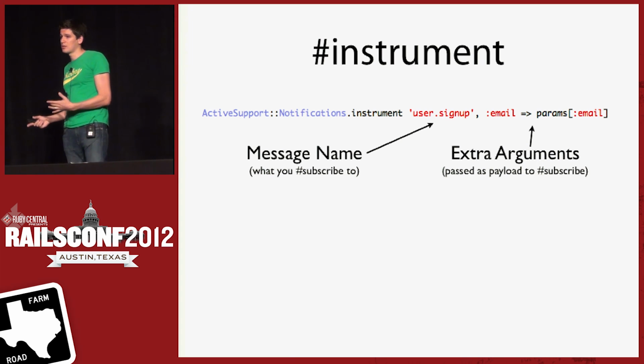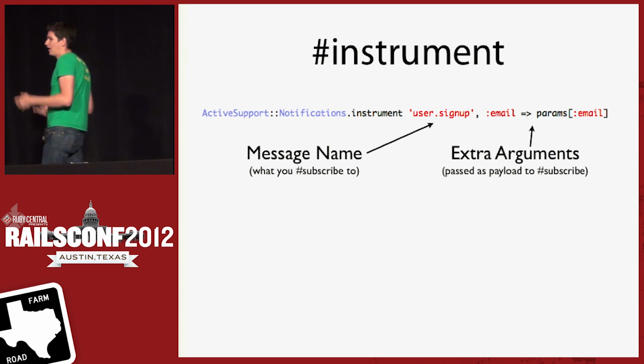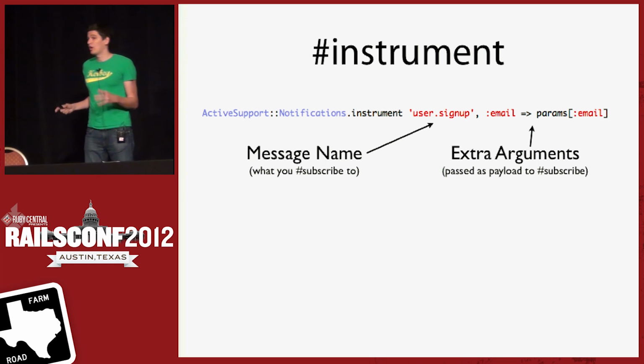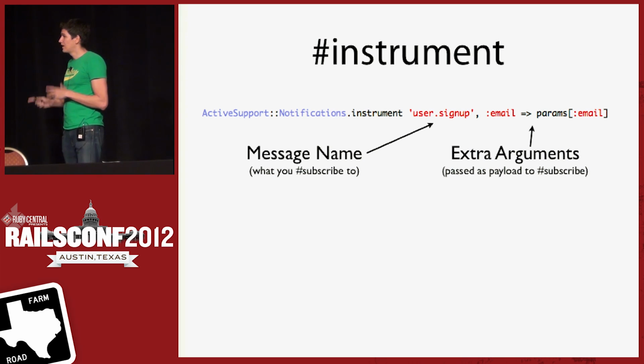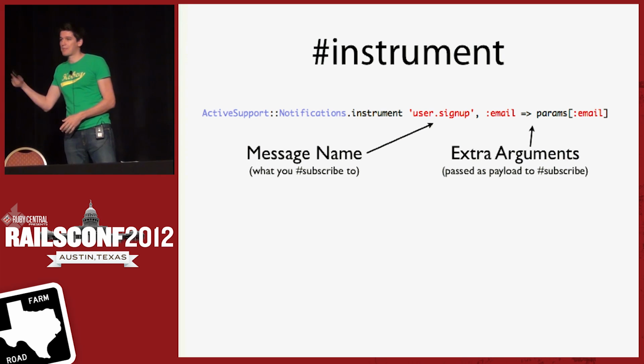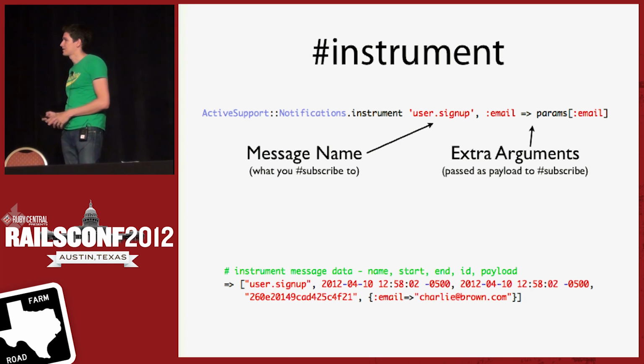So there's one required argument. It's that message name. That's it. For something like this, we could be saying, all we care about is that the event happened. Let everybody know. But any arguments that come after that in a hash form are going to be passed along with the message as a payload. So in this case, we're capturing the email address of the person that just signed up, passing that on. All the subscribers will have access to that.